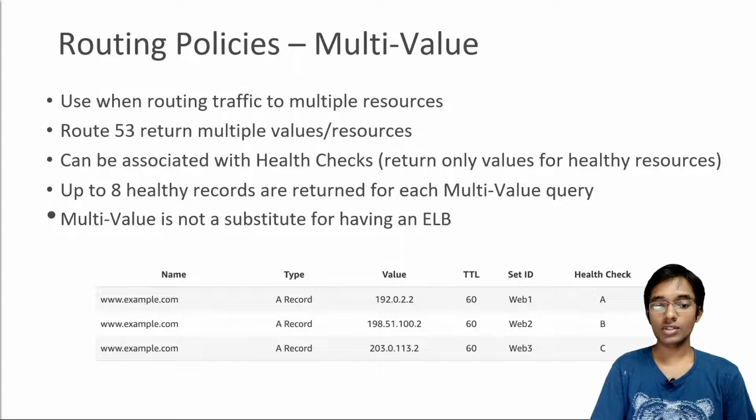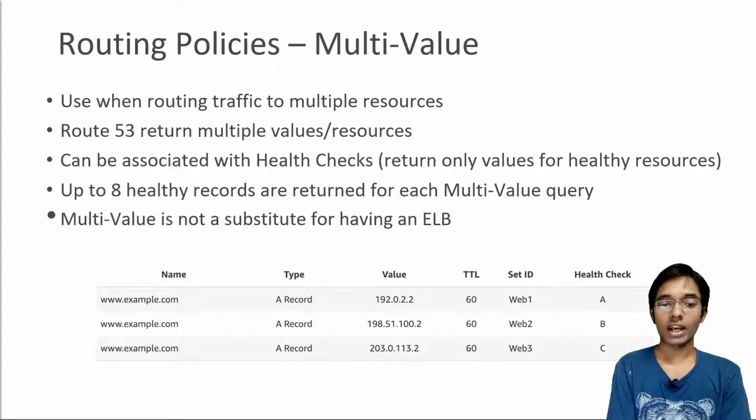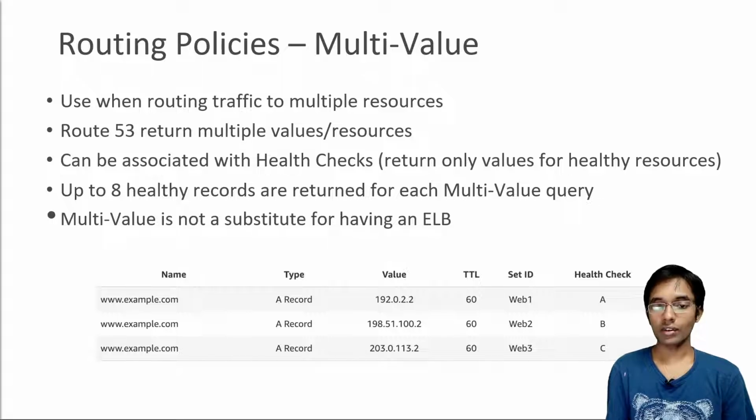But because these can be associated with health checks, we can make sure that returned values are fully healthy resources. So the multi-value returns up to 8 healthy records at each query, and a multi-value is a good load balancer, but it's not a substitute for having a load balancer. So here's an example. We can set up a multi-A record with multiple IPs, and if they are all healthy, they will all be returned back to the clients. So that's it for the basics of Route 53.